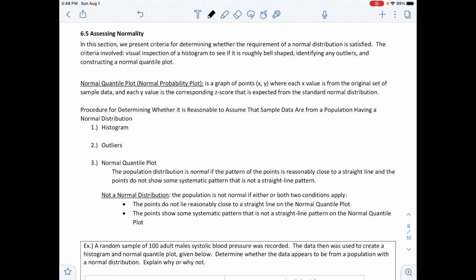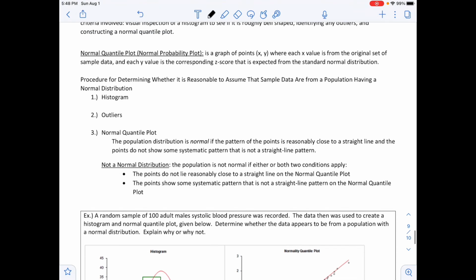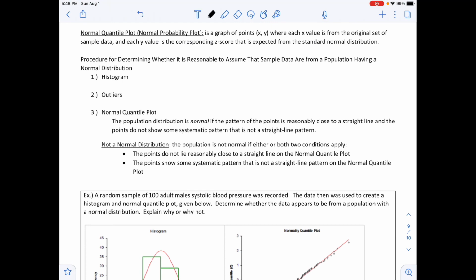We are going to be using this section and this idea in our individual projects for our course. So it says, in this section we present the criteria for determining whether the requirements of a normal distribution are satisfied. The criteria involves visual inspection of a histogram to see if it's roughly bell-shaped, identifying any outliers, and constructing a normal quantile plot. So first thing is a normal quantile plot, or a normal probability plot, is a graph of points x, y, where each x value is from the original set of the sample data, and each y is the corresponding z-score that is expected from the standard normal distribution.